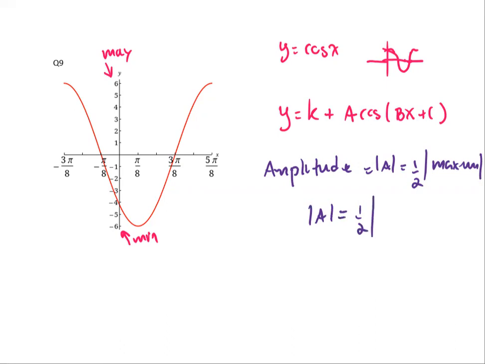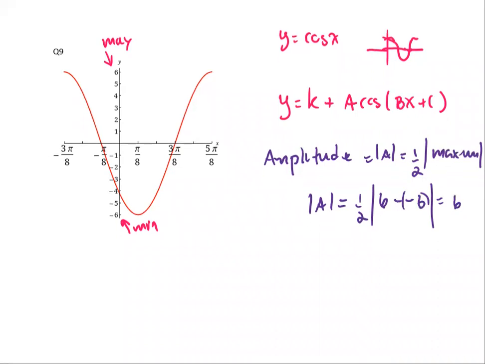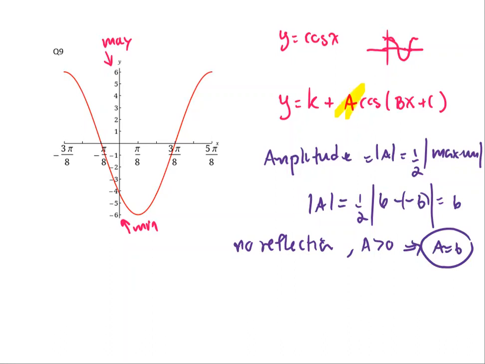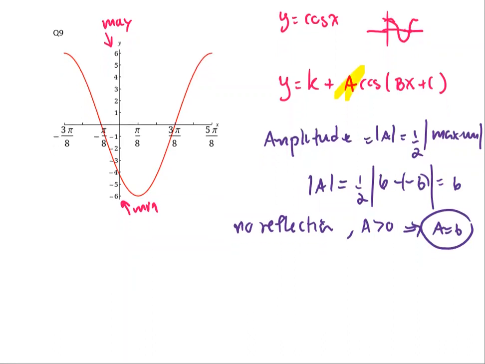The max is 6. The minimum is -6. 6 minus -6 is 12, divided by 2 becomes 6. And this is the typical cosine, no reflection. If there is no reflection, therefore a is positive. With the absolute value of a equals 6, we get a equals 6. The value of a is found.